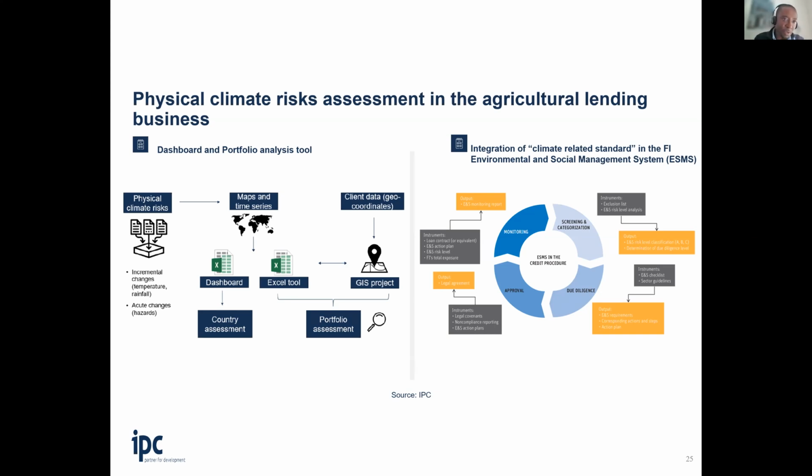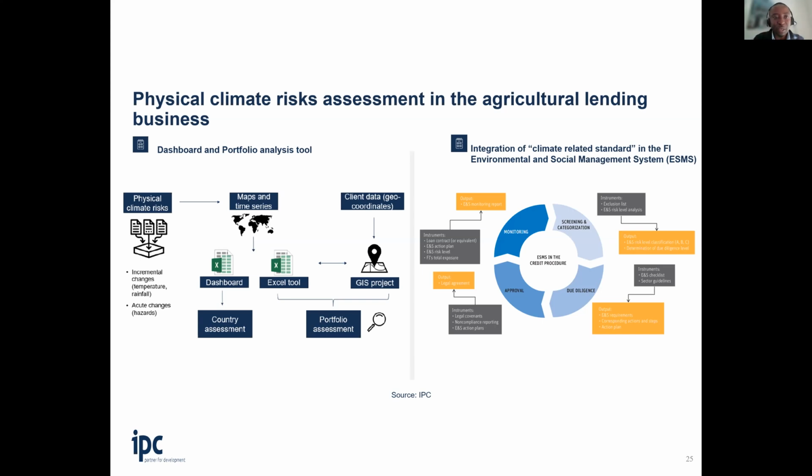The one on the left-hand side, we call the dashboards and portfolio analysis tool. For this approach, we have two types of assessments that we have conducted for these institutions. The first one: as we need a broader overview of how vulnerable the portfolio is, we have to look at the country level. So all the countries of operation of the bank should be assessed to see where we have key vulnerability, where we have the main probability of drought, the main probability of flood, and so on.